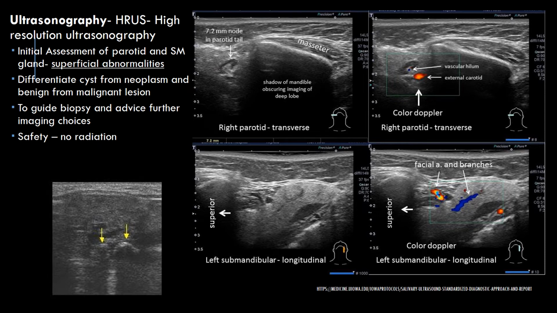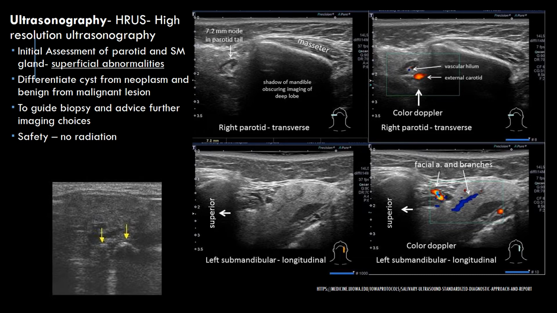Ultrasonography, high resolution ultrasonography in specific, is a very important method of imaging the salivary glands. Initial assessment of the parotid and submandibular salivary glands can be done with ultrasonography. It is useful for viewing superficial abnormalities. It is also useful for differentiating cysts from neoplasms and benign from malignant lesions. Ultrasonography is also of use to guide biopsy and advise further imaging choices.